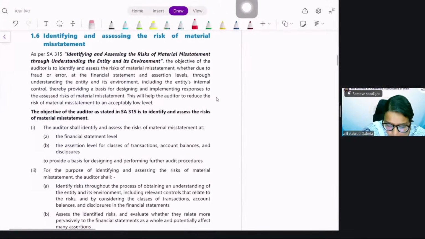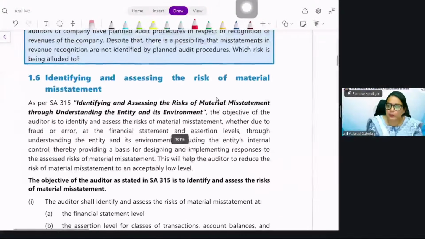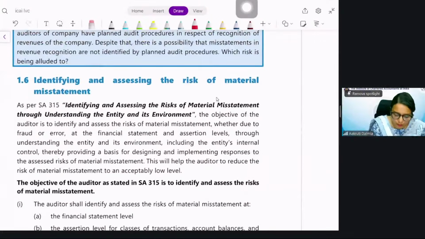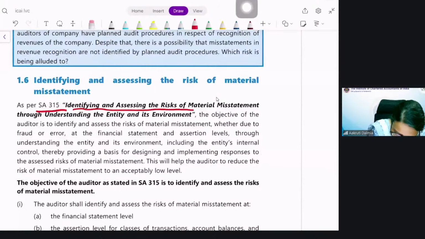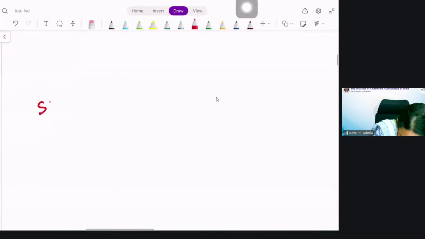Okay. We'll take the next topic now. Pay attention. Again, this I have explained to you, so I'll quickly tell you what to see. First, this SA name is very important: Identifying and assessing the risk of material misstatement through understanding the entity and its environment. SA number 315.